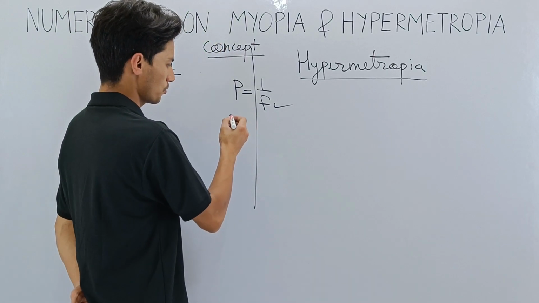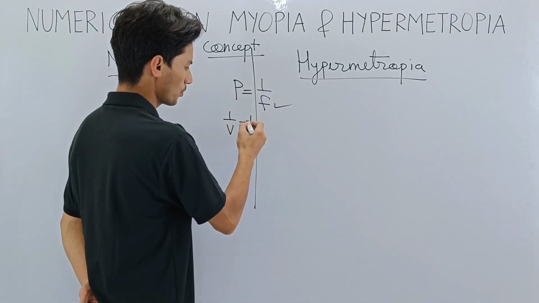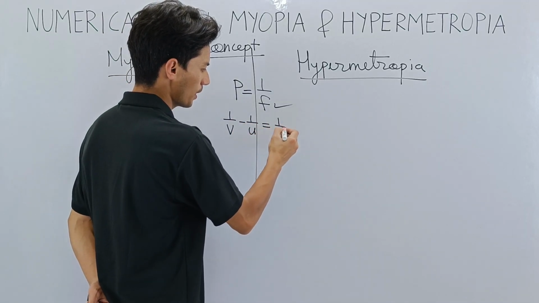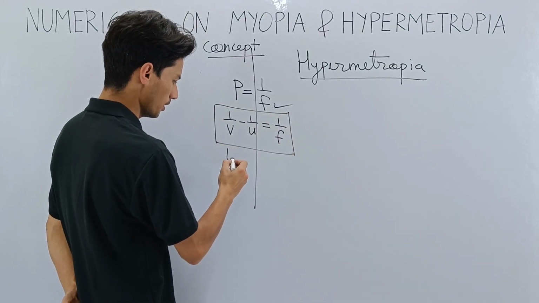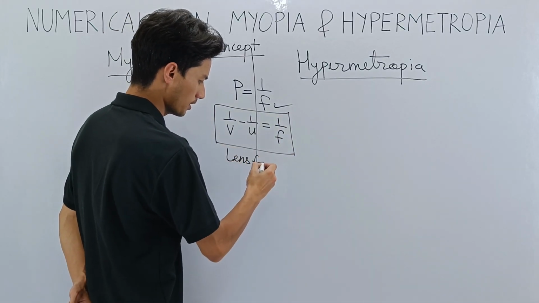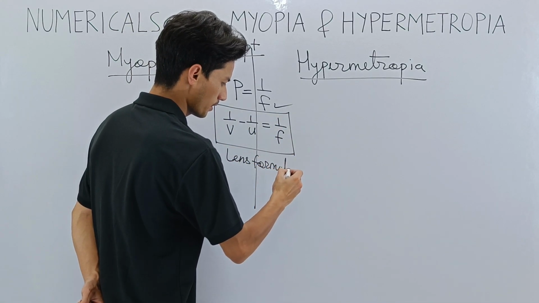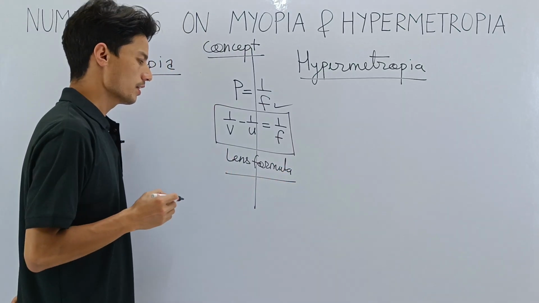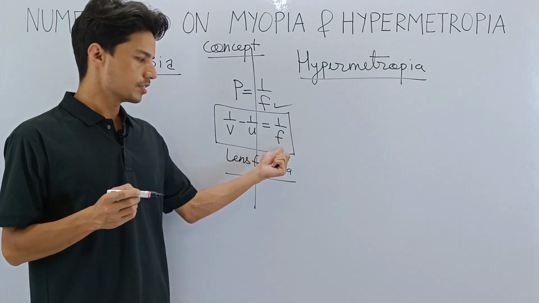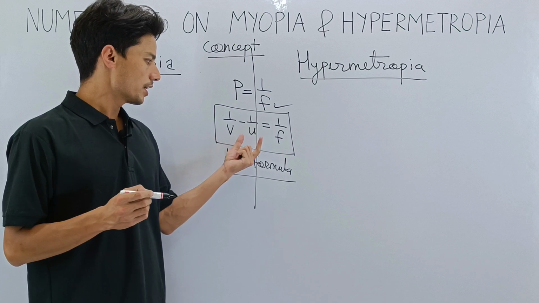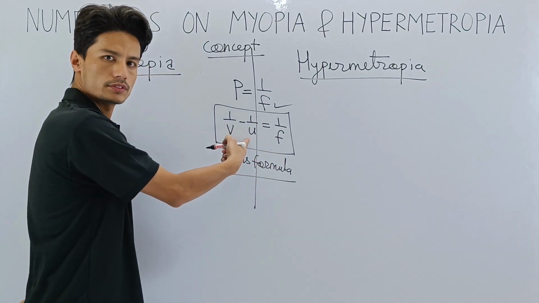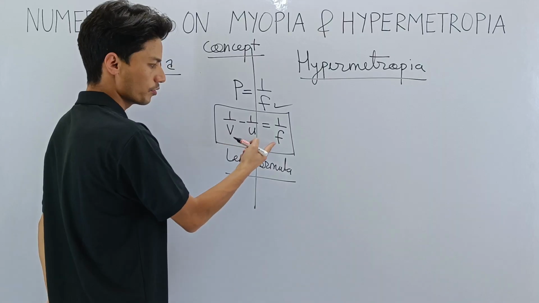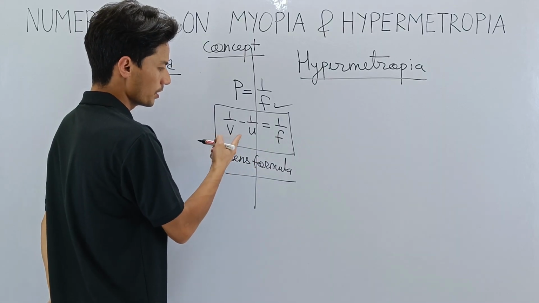In order to get the focal length, we have to use this formula: 1/v minus 1/u is equal to 1/f. This is the lens formula. So to find the focal length, we need the lens formula, and in order to use it, we need v and u.